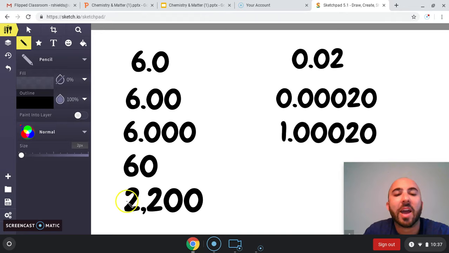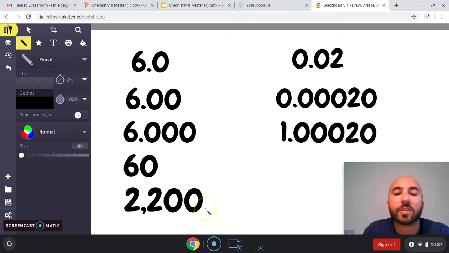Let's take a look here at the 2,200. Think about it for a second. Is there a decimal point present? No, there's not. Are these trailing zeros? Yes, they are. If there was a decimal point present down here, that would be one story, but there's not. So these zeros, these trailing zeros, are insignificant, and there are 2 significant figures here.